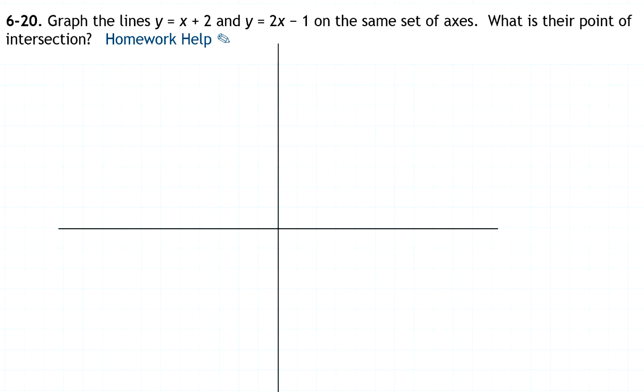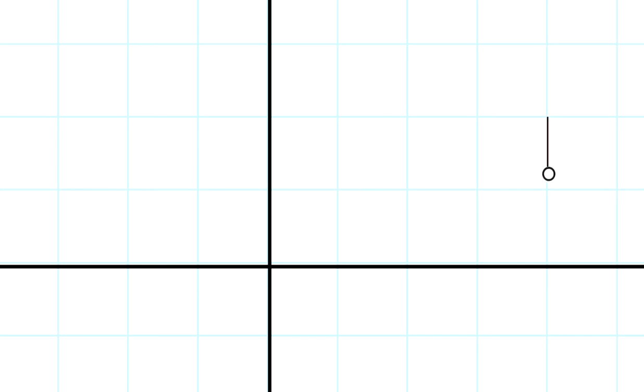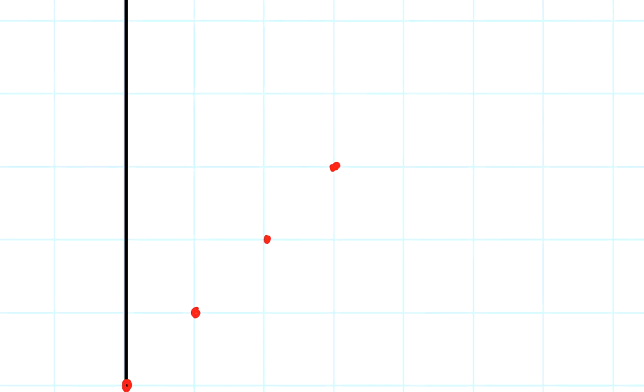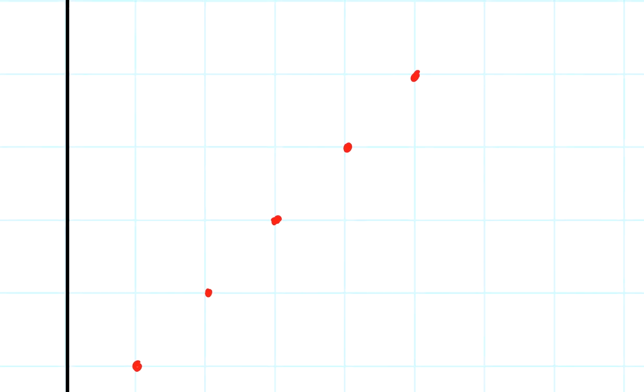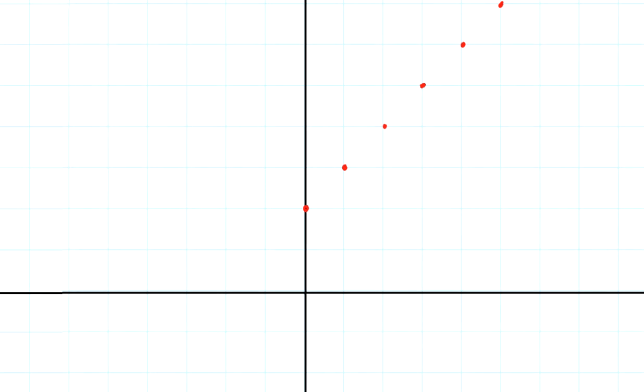I'll color code this. The first line I'll circle here in red. This line has a y-intercept at 2 and a slope of 1. So if I start here with my y-intercept of 2, and then I just go up 1 over 1, up 1 over 1, up 1 over 1. And I could grab the line tool and connect those. But I can also go back one, down one. This is the same line, back one, down one. If they're both negative, it's still the same line.